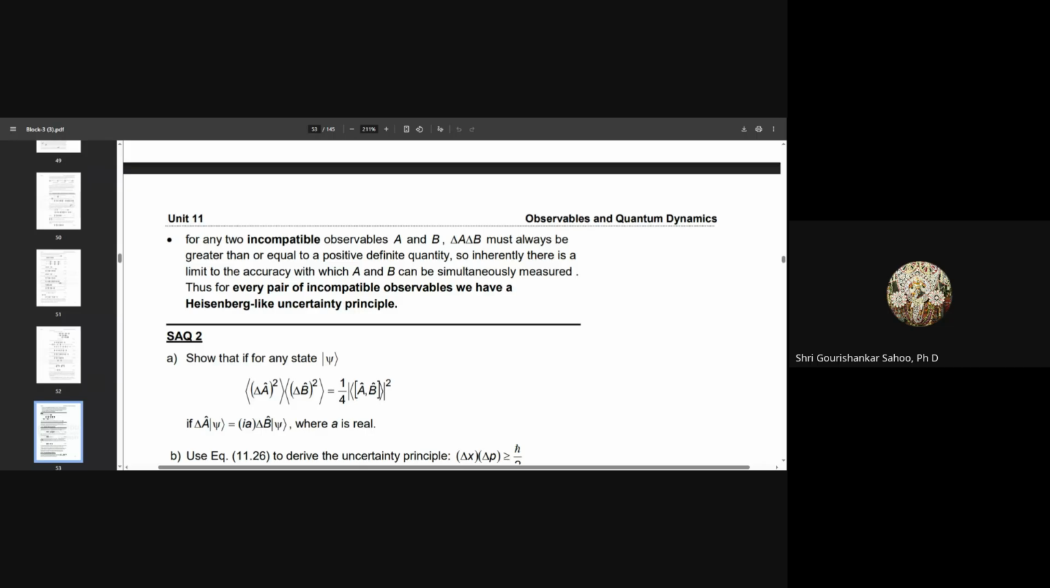Thus, for every pair of incompatible observables, we have a Heisenberg-like uncertainty principle. So it may be position, momentum, energy, time, or anything else.